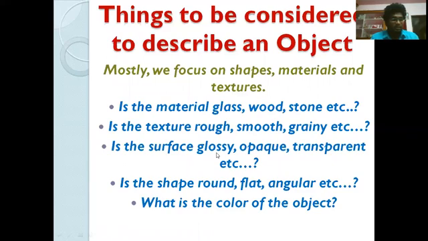Is that glassy, opaque, transparent, etc. We talk about that. And then we talk about the shape too: round, flat, angular, or rectangular, and what kind of shape it is. And next, what is the color of the object? These are the things that we take into account when we are describing an object. So this is how we describe things when it comes to descriptions.